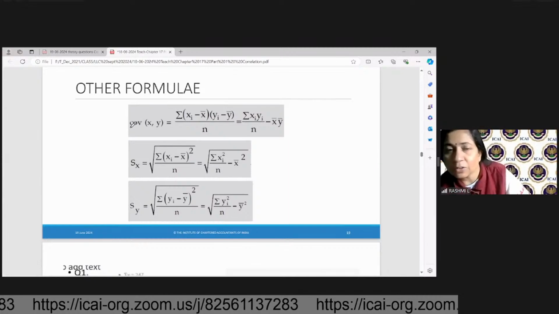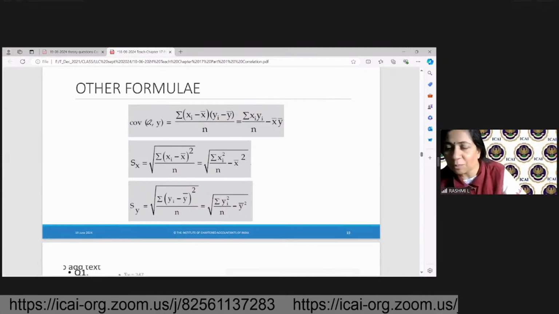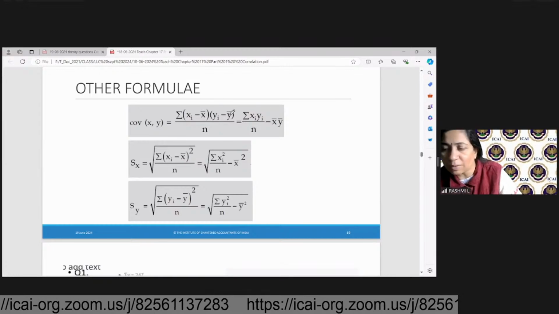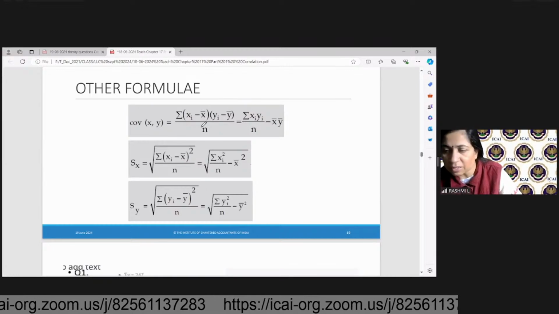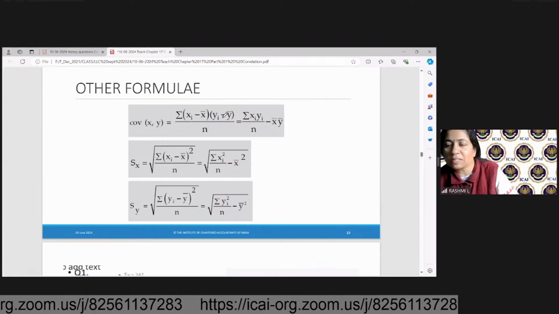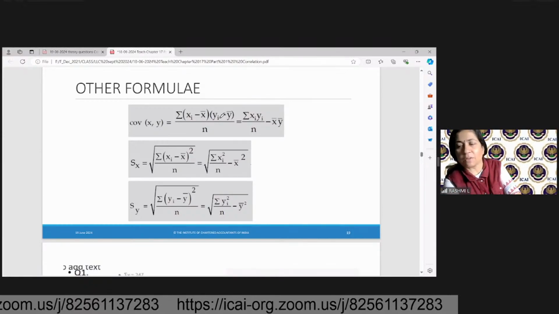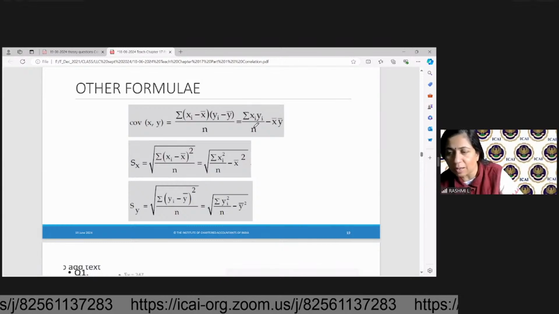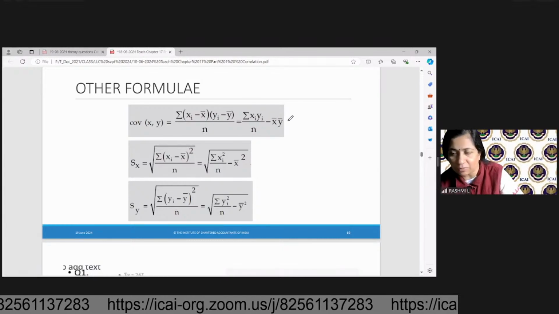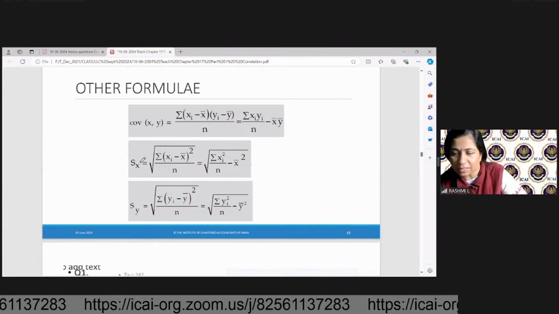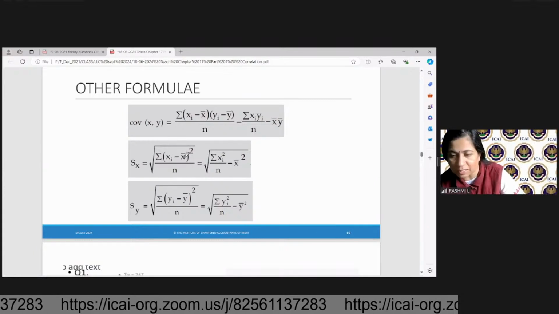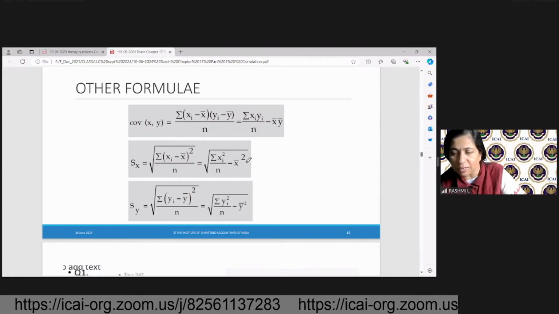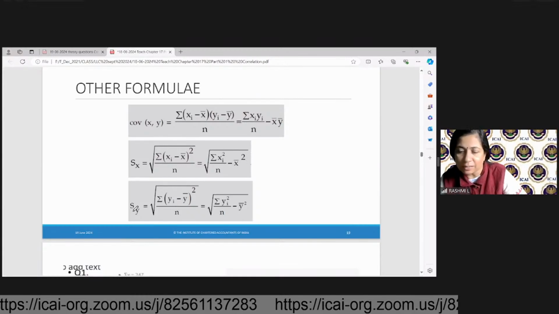Okay. Now, revising with the covariance formula, covariance xy is summation x minus x bar into y minus y bar upon n. So this can also be written as summation xy upon n minus x bar y bar. And sigma x is equal to the square root of summation x minus x bar whole square upon n, which is equal to summation x square upon n minus x bar square.